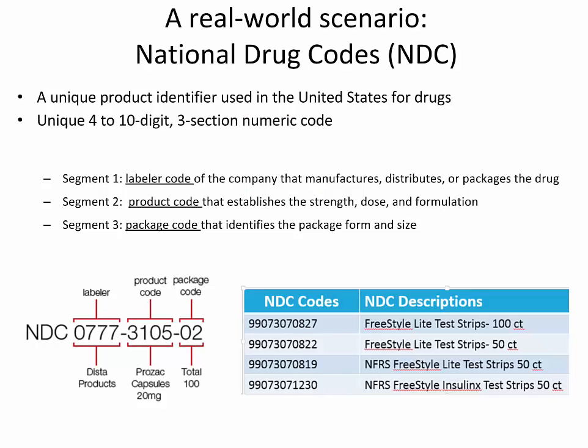A real-world scenario to consider relates to national drug codes. NDC codes relate to a unique product identifier used in the United States for drugs. The code is unique and has 4 to 10 digits. Each code is broken into 3 sections. Segment 1 of the code relates to the labeler code of the company that manufactures, distributes, or packages the drug. Segment 2 relates to the product code that establishes the strength, dose, and formulation. And segment 3 relates to the package code that identifies the package form and size.